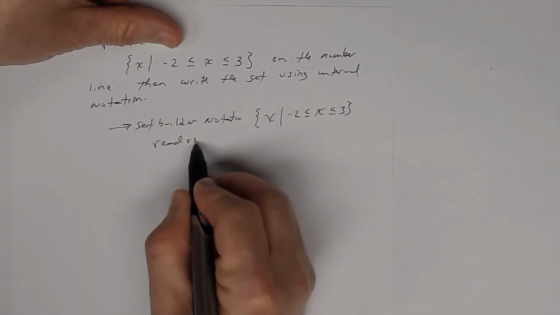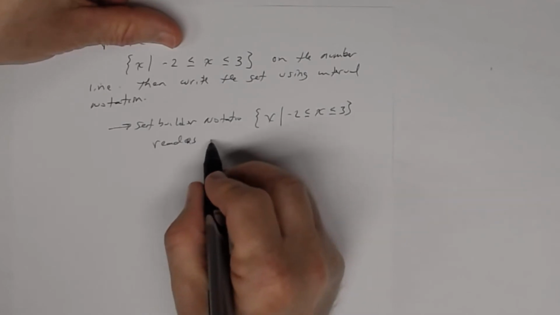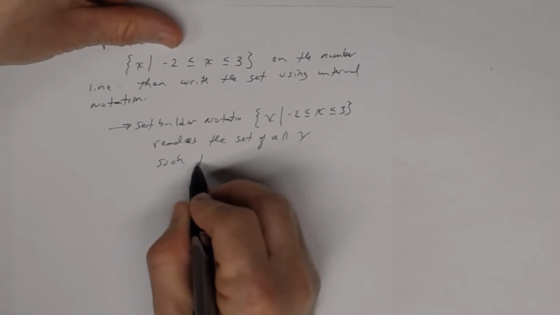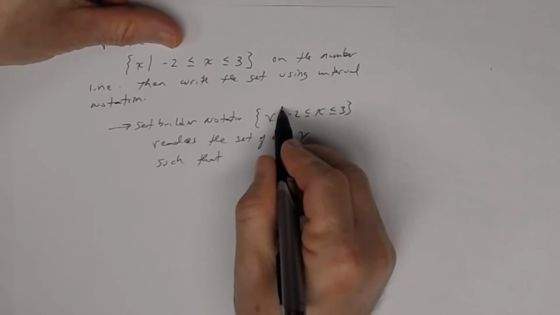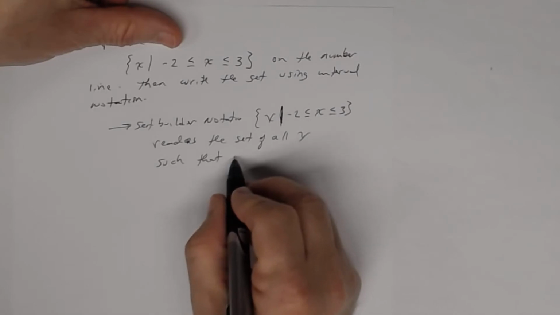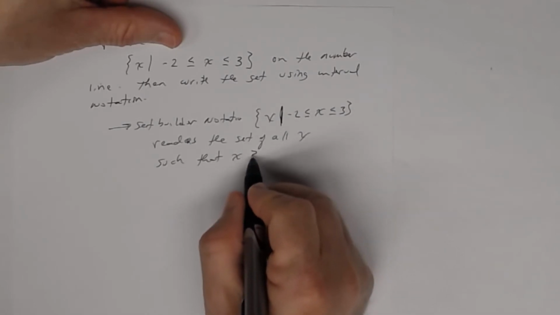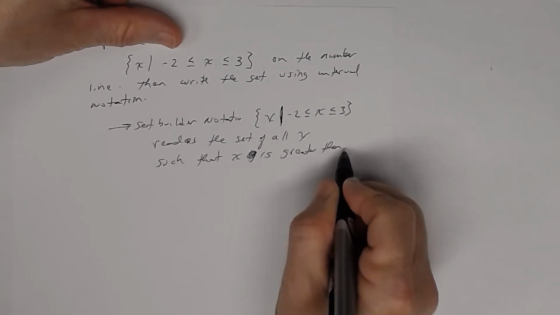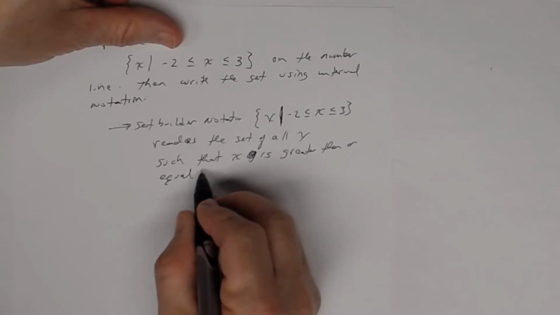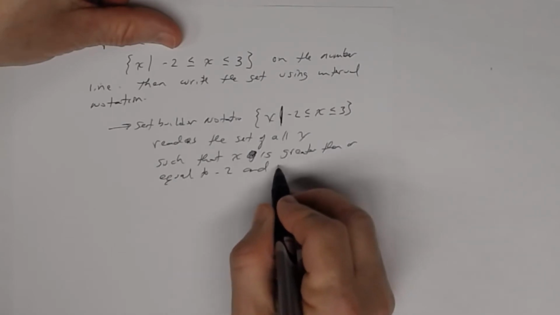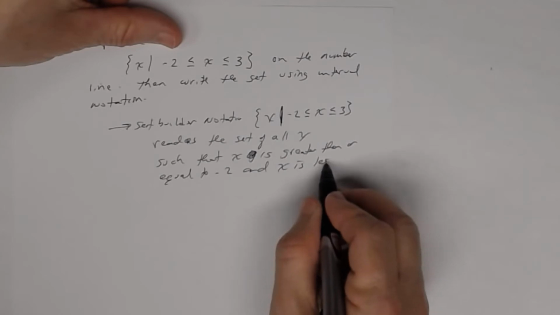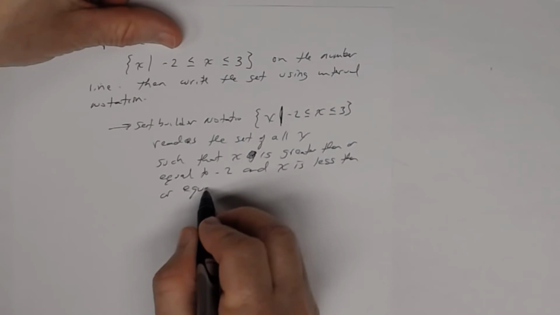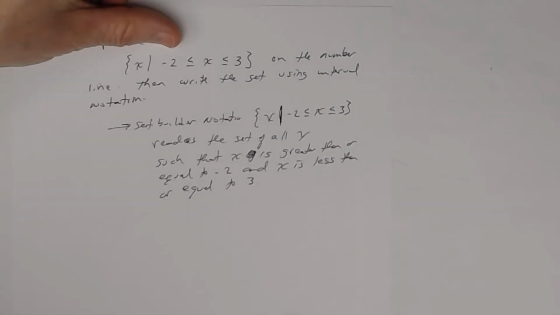Let me go ahead and write it. It's read as the set of all x such that, remember this right here means such that, x is greater than or equal to -2, and x is less than or equal to 3. Okay, so that's how you read it.